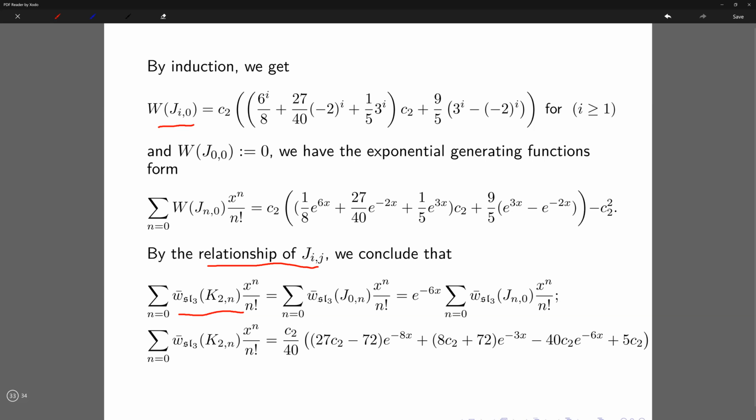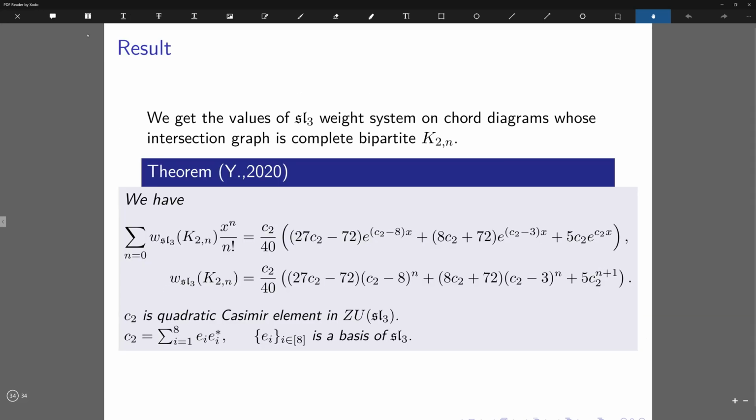And from this weight system after projection, to get the weight system of the chord diagram whose intersection graph is K2n, is based on the relationship provided by Polina. And this is the final result. This is the SL3 weight system for K2n. Yeah, so that's all I want to talk about. This is the end of my slides.